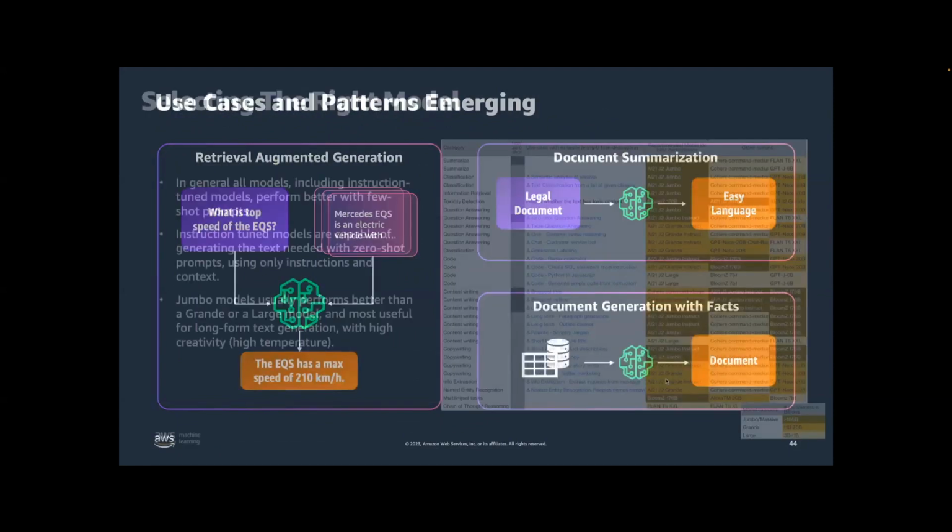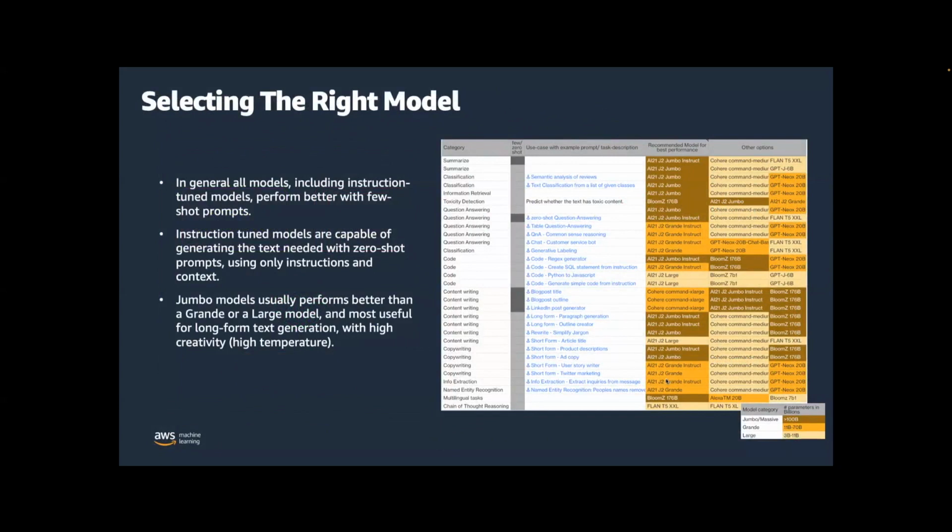But before we drill down into the demos, I just wanted to provide some guidance around selecting the right model. For example, in the first column here, you can see that we have activity tasks like summarization, classification, question answering, code generation, content writing, copywriting, and the list goes on and on. Based on the specific use case, we can pick one of the models. So let's say I wanted to do some content writing, like a blog post title or a blog post outline. One option would be to get the Cohere Command XLarge model and use it for this particular task.